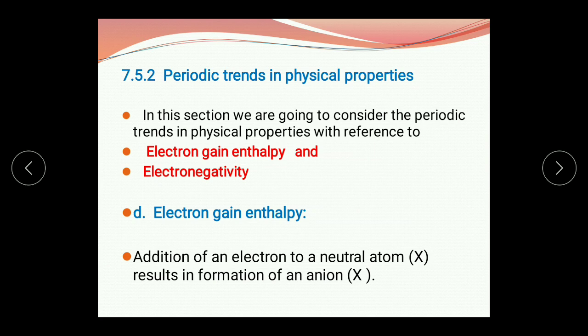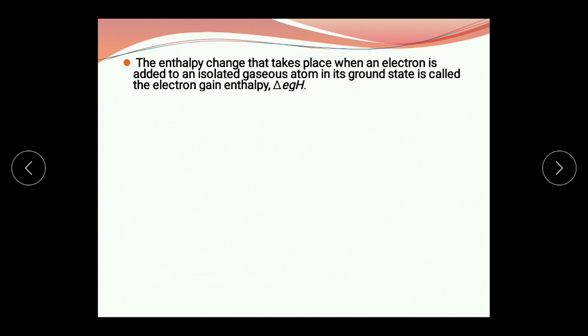So addition of an electron to a neutral atom results in the formation of an ion. There should be a minus charge here, that I forgot, X minus. So X becomes X minus by addition of an electron. So the enthalpy change that takes place when an electron is added to an isolated gaseous atom in its ground state, it is called as electron gain enthalpy, delta EGH. We write delta IH for ionization enthalpy. Here electron gain enthalpy, so delta subscript EG H. H is enthalpy, and it is electron gain enthalpy, hence EG is there.